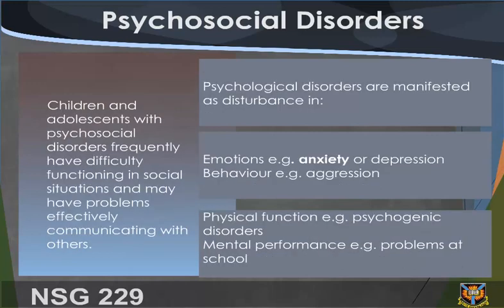Children and adolescents with psychosocial disorders frequently have difficulty functioning in social situations and may have problems effectively communicating with others. Psychological disorders are manifested as disturbance in emotions, e.g., anxiety or depression; behavior, e.g., aggression; physical function, e.g., psychogenic disorders; and mental performance, e.g., problems at school.